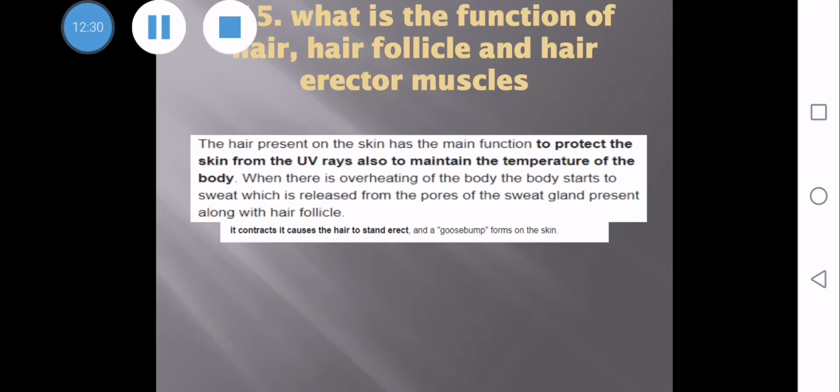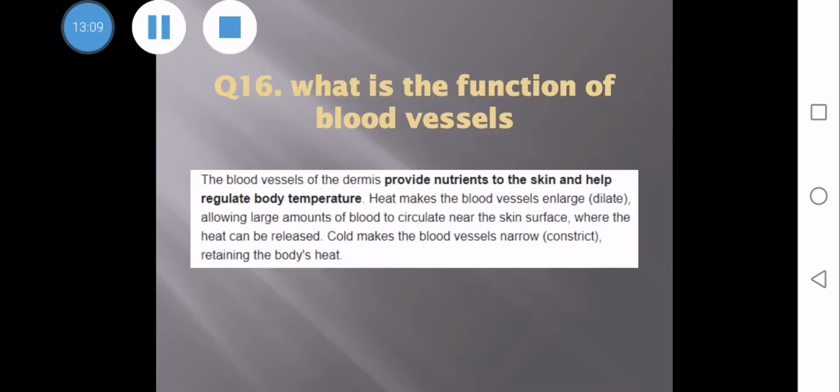So when there is overheating or in summers, the body starts to sweat, which is released from the pores of the sweat glands present along with the hair follicle. So it contracts, and it causes the hair to stand erect or gives goosebumps. And during winter, the hair erector muscles will cause the erection of the hair and cause goosebumps, due to which air will be trapped in the hair layer, and it will prevent further loss of temperature from the body. This actually happens in animals bearing fur on their body, but also helps in humans as well.